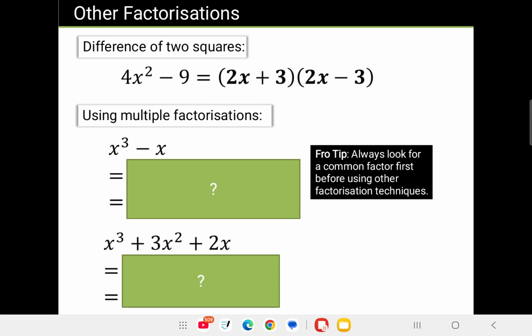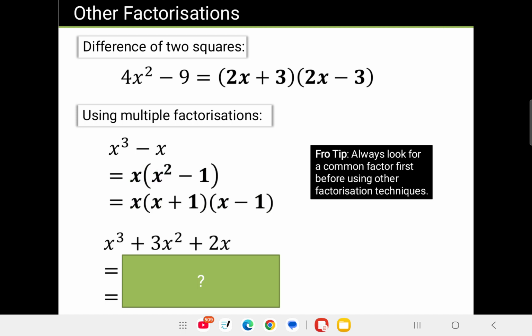Okay, so next is using multiple factorizations. From here, first you can see x is a common term. So if you take your x out, you're left with x square minus 1, and 1 can be written as 1 square. So it's again the difference of the squares, so it should be x times x minus 1 times x plus 1. So this should be the answer in this case.